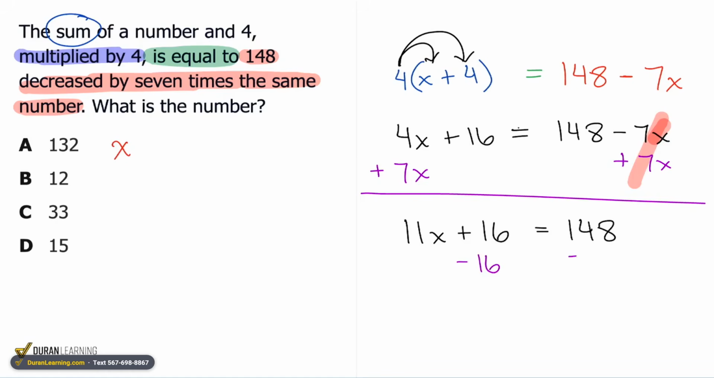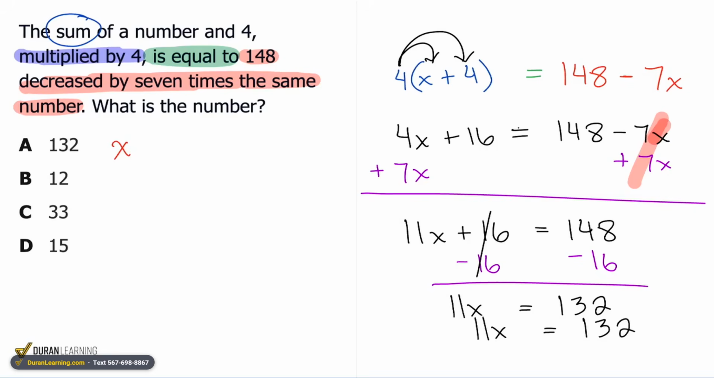Up next, we'll subtract 16 on both sides, leaving us with 11x equals 132. If you know your multiplication tables, this is definitely something you'll be excited about, because you'll be able to do this without long division. My party people, help me out. 11 goes into 132 how many times? Divide by 11 on both sides.